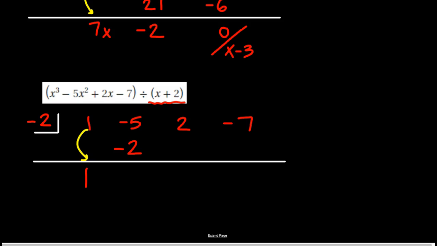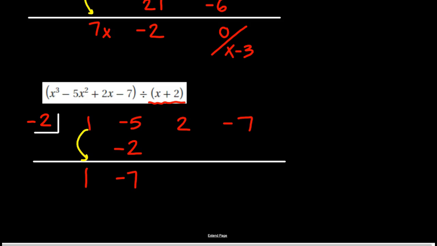Nope. So we always start by bringing the 1 down right there like that. And then to get this next number here, we take the number in the box times that 1 that we pulled down. So -2 times 1 is -2, and we write that number right there. Okay, next step. Sid, what's the next step? Good, so we add them, right? So -5 plus -2 is -7.